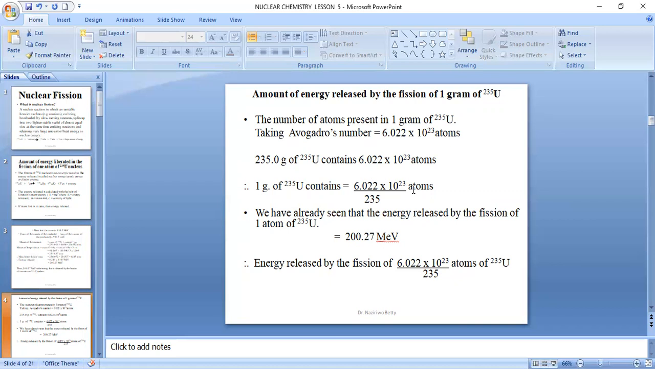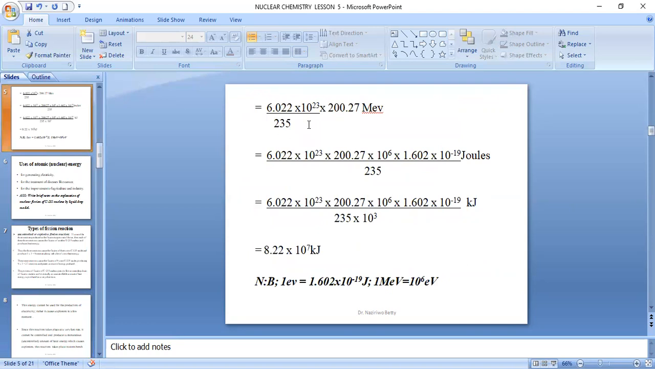We have already seen in the previous slide that the energy released by the fission of 1 atom of uranium is equal to 200.27 MeV. So the energy released by the fission of 1 gram of uranium will be equal to 6.022 times 10 to the power 23 over 235 times 200.27 MeV. So converting this energy into kilojoules, we shall convert the MeV first.